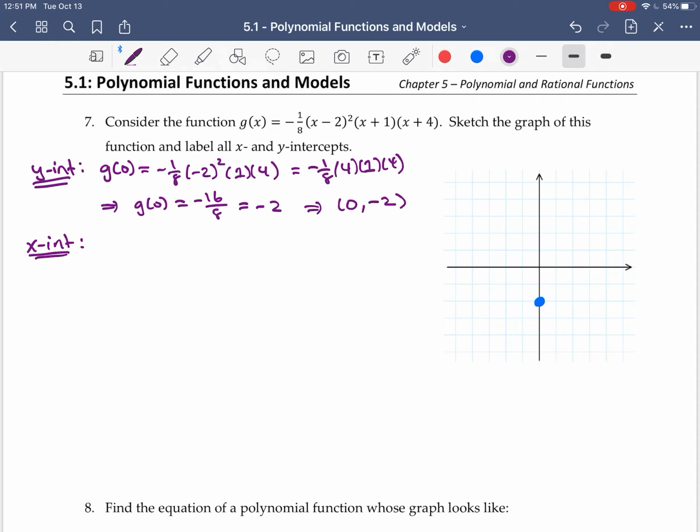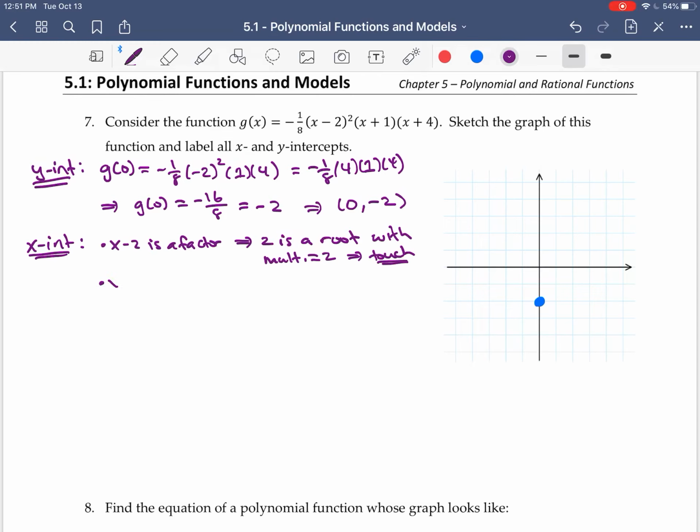Now for my x-intercepts, it's given to us in factored form, so we just need to look at the factors. So x minus 2 is a factor, which means that 2 is a root or a 0 with multiplicity equal to 2. So that means it just touches.